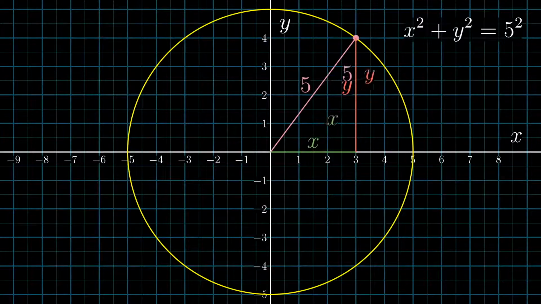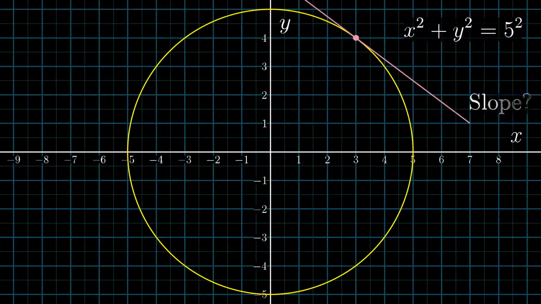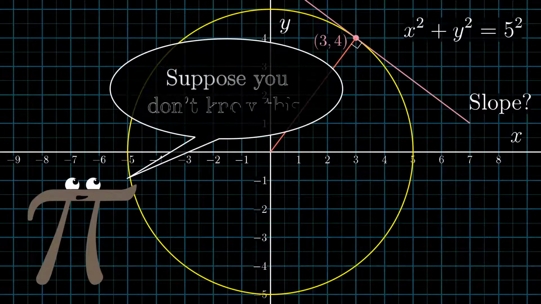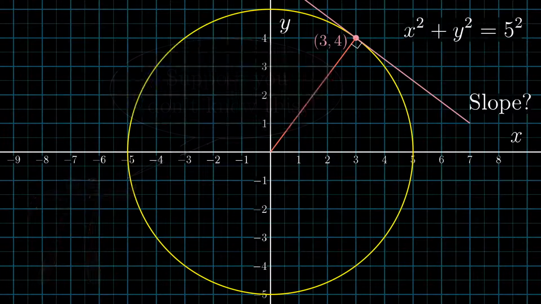Pythagorean theorem, where the sum of the squares of the two legs on this triangle equal the square of the hypotenuse, 5 squared. And suppose that you want to find the slope of a tangent line to the circle, maybe at the point xy equals 3, 4. Now, if you're savvy with geometry, you might already know that this tangent line is perpendicular to the radius touching it at that point. But let's say you don't already know that. Or maybe you want a technique that generalizes to curves other than just circles.